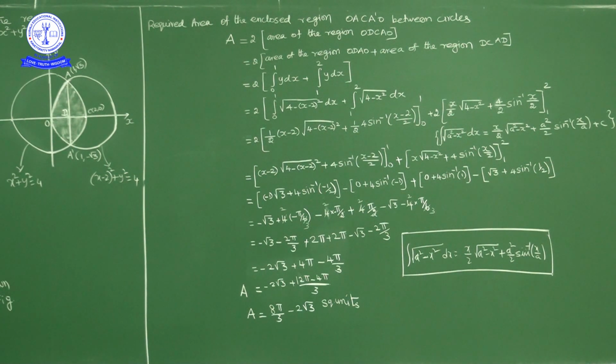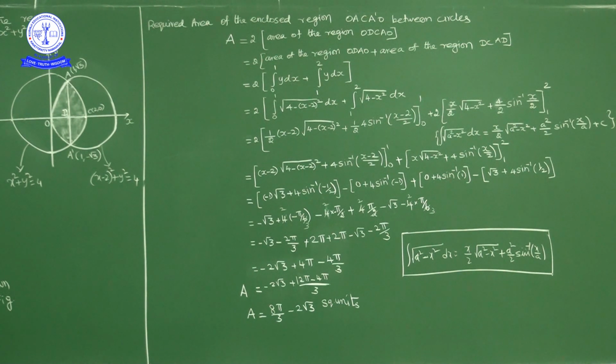Okay. Now using the formula, the integral of √(a² − x²) dx is equal to (x/2)·√(a² − x²) + (a²/2)·sin⁻¹(x/a) + c. This is a very important formula, and we will use it more often. By using this formula, here in place of a what do we have? 2. And in place of x, what do we have?